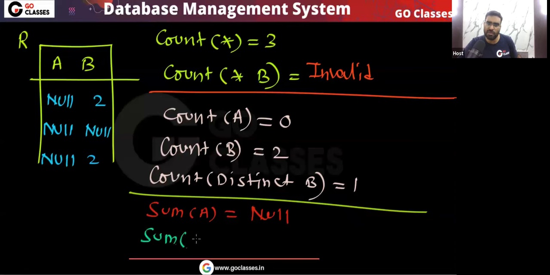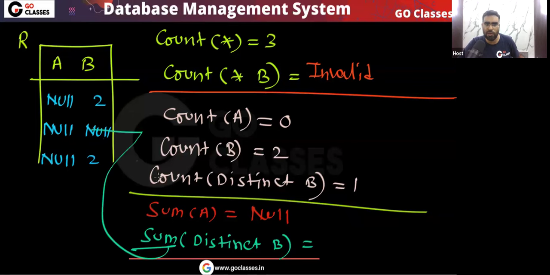If I ask you what is sum of distinct B, this sum will ignore the null values of B. Now you calculate the sum of distinct values of B. So that will be 2. Okay, so I hope all these points are clear to everyone. Everything is clear, right? Very simple. So let's move on now.